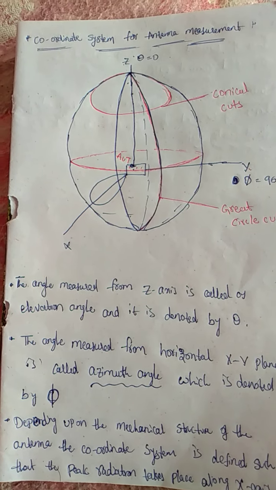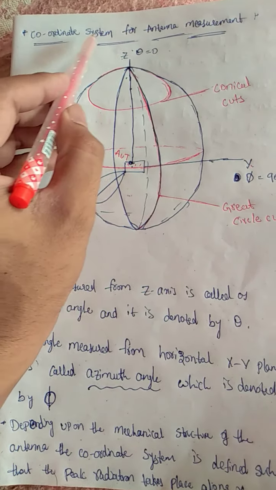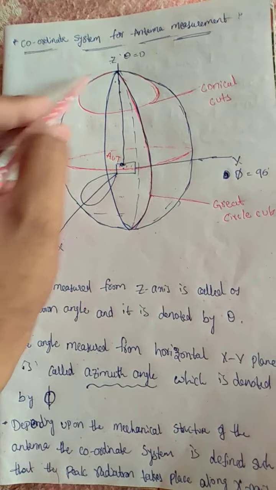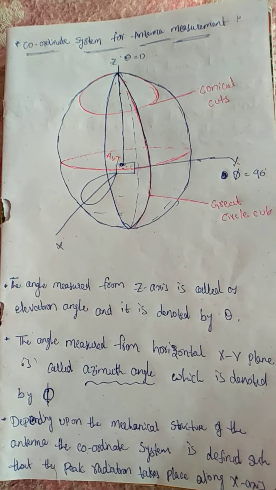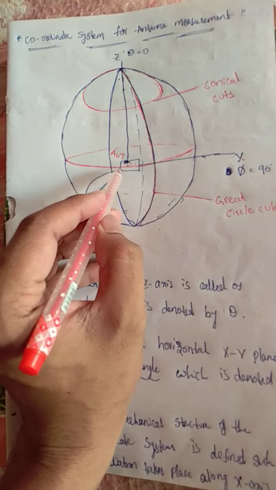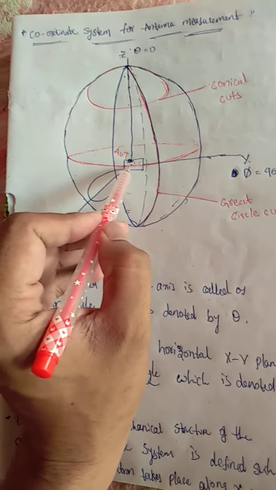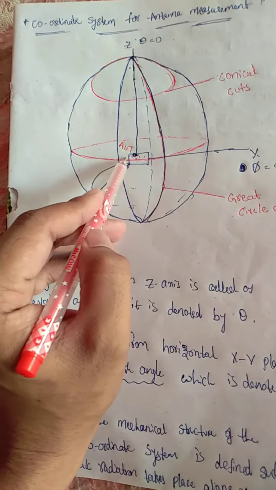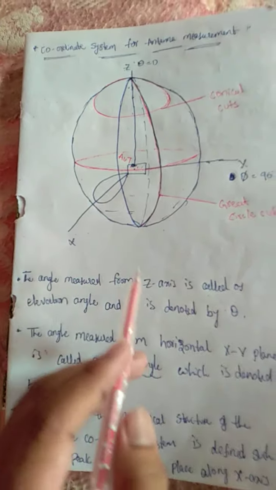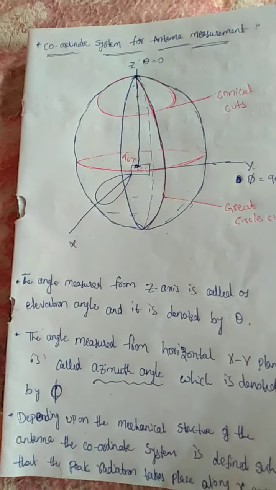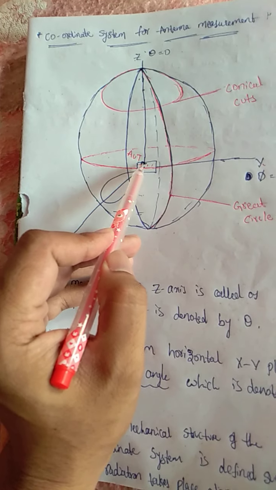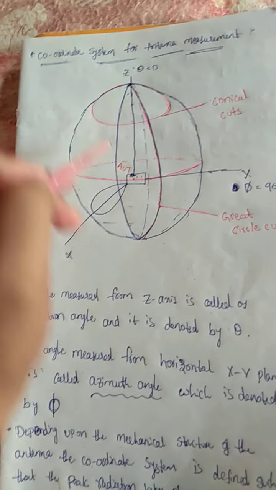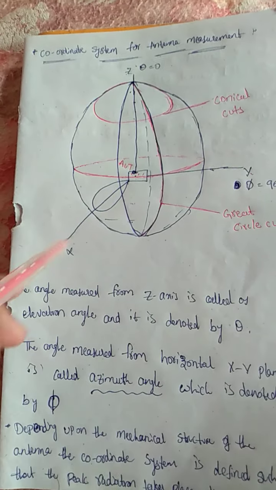Today we are going to discuss the coordinate system for antenna measurement. It is quite typical to understand. Here is our coordinate system, and what we have placed here is an antenna. We can consider this antenna as the AUT, antenna under test. I have placed this AUT at the center, and from the center we have the Z axis, Y axis and X axis.